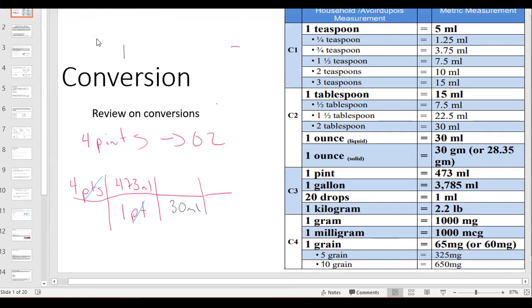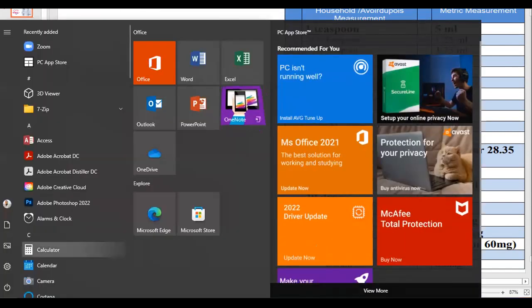So 1 ounce equals 30 mLs. Therefore, we're going to divide that, and we're going to put the 1 ounce on top. So the mLs will cancel, and then we just have to multiply everything across and then divide at the end. So that'll be 4 times 473.